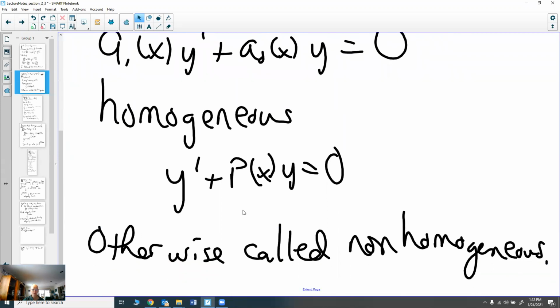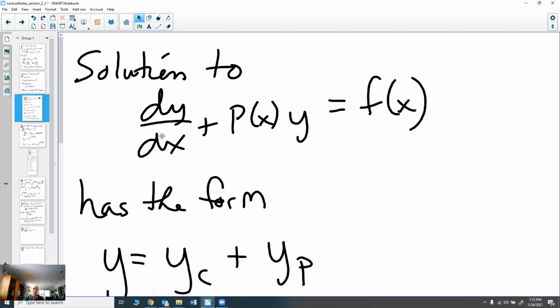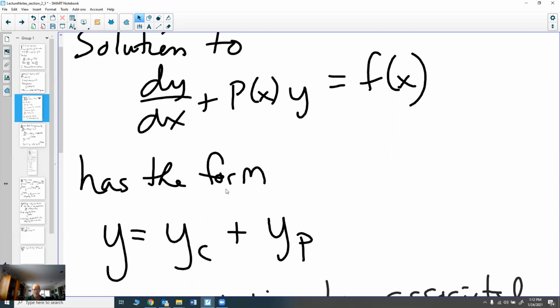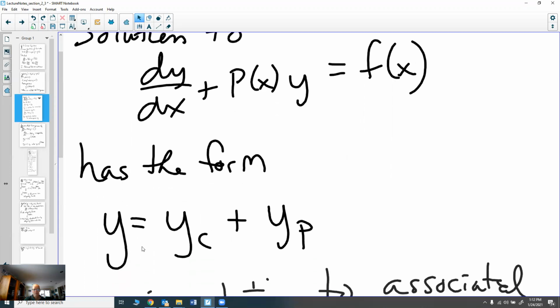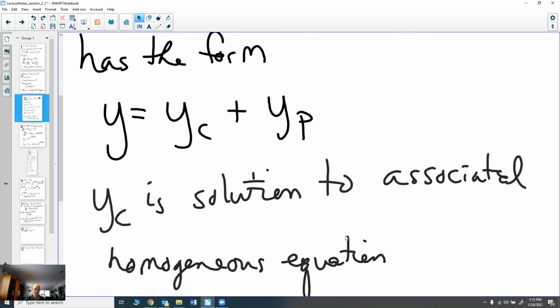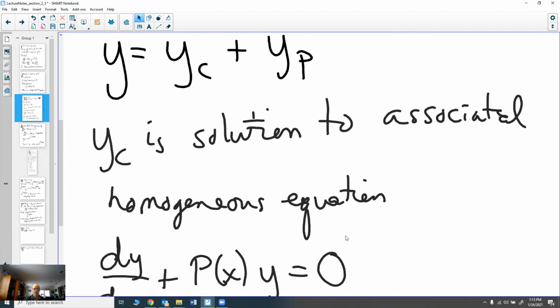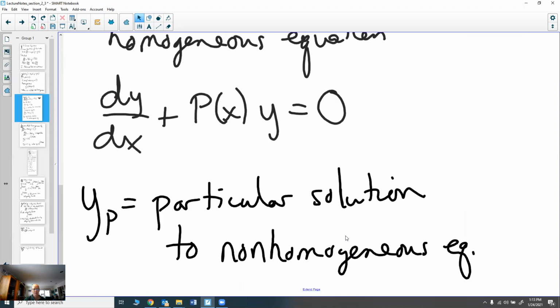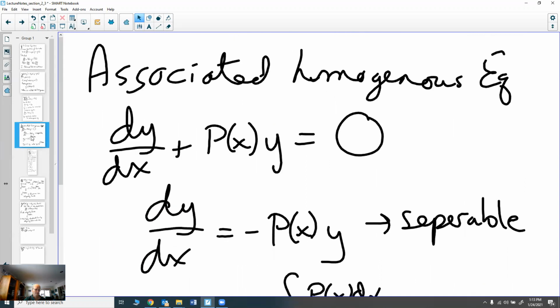And again, this idea of homogeneous and non-homogeneous does play a lot in our solving of differential equations. The solution to dy dx plus p of x times y equals f of x has the form of some function y equals y sub c plus y sub p, where y sub c is the solution to the associated homogeneous equation, and y sub p is the particular solution. It's the solution to the non-homogeneous equation. And so we're going to look at how those all fit together.